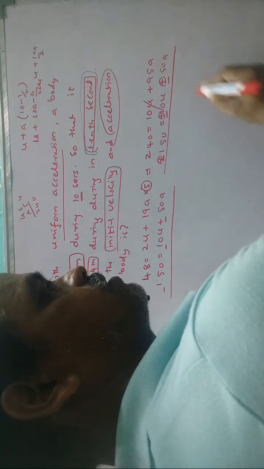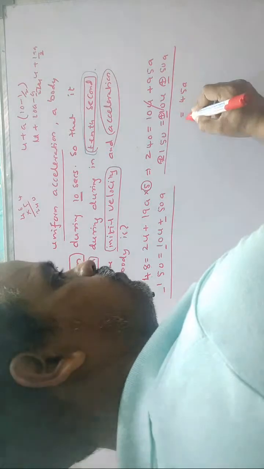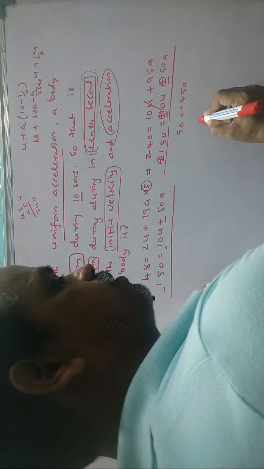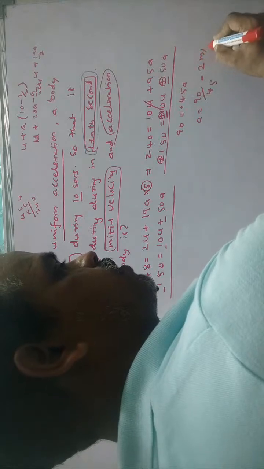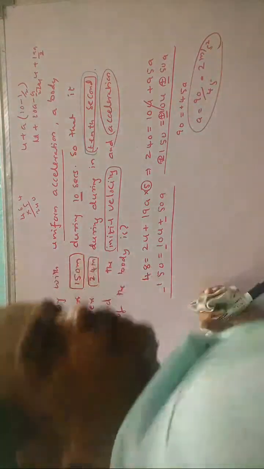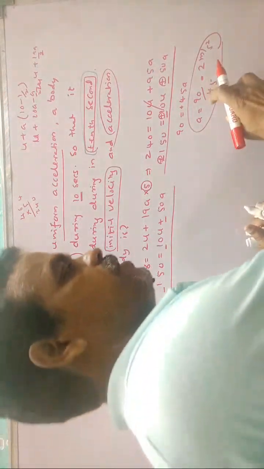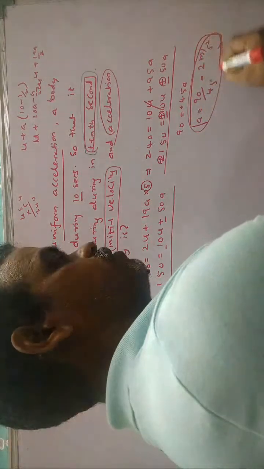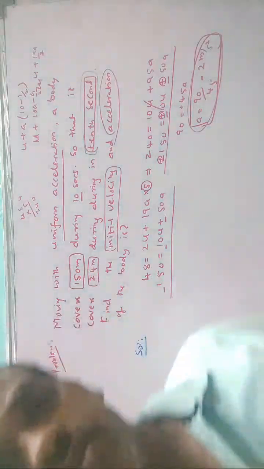So this will cancel. You will get 45a equal to 240 minus 150, that is 90. You will get 90 by 45, that is 2 meter per second square. So you just copy it. We got the acceleration of the body, that is 2 meter per second square.